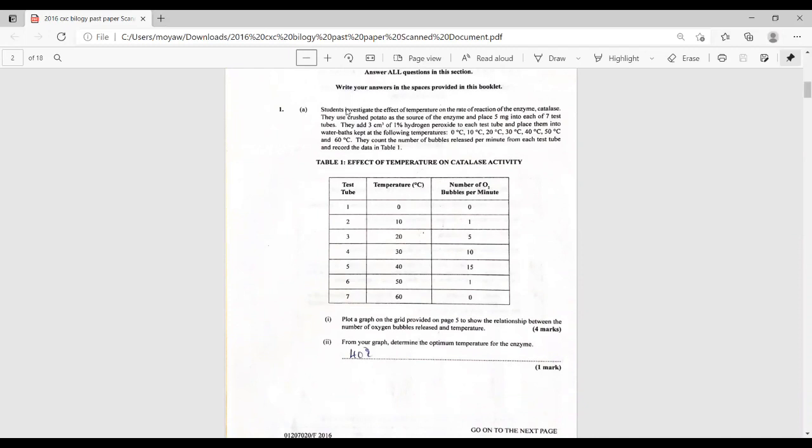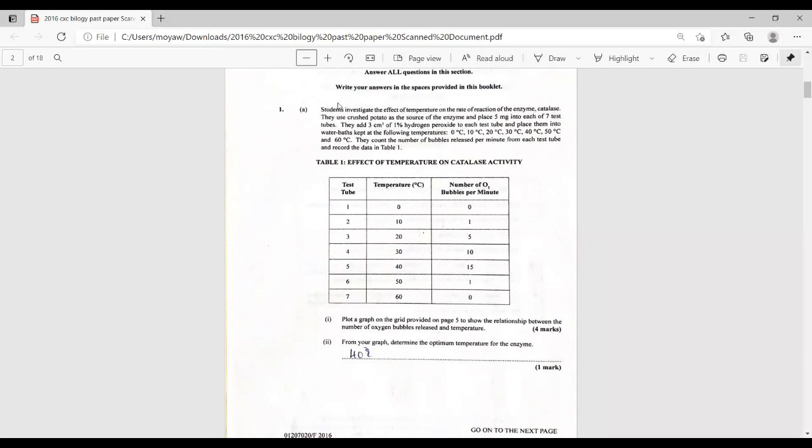So let us read this one more time. Students investigate the effect of temperature on the rate of the reaction of the enzyme catalase. So if you remember how to do a lab, you would have realized that the aim is right here. Investigate the effect of temperature on the rate of reaction of the enzyme catalase.